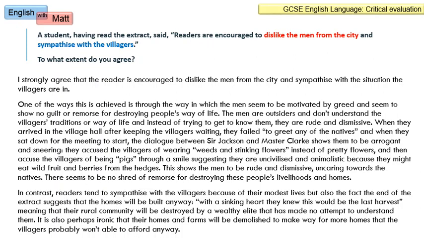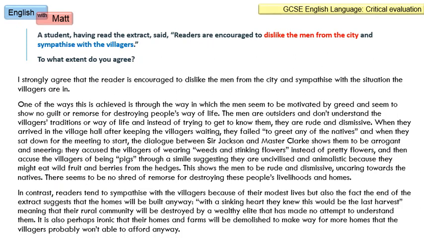When they arrived in the village hall after keeping the villagers waiting, they failed to greet any of the natives, and when they sat down for the meeting to start, the dialogue between Sir Jackson and Master Clark shows them to be arrogant and sneering. They accuse the villagers of wearing weeds and stinking flowers instead of pretty flowers, and then accuse the villagers of being pigs through a simile, suggesting they are uncivilized and animalistic because they might eat wild fruit and berries from the hedges." And why wouldn't you? It's free. "This shows the men to be rude and dismissive, uncaring towards the natives. There seems to be no shred of remorse for destroying these people's livelihoods and homes.